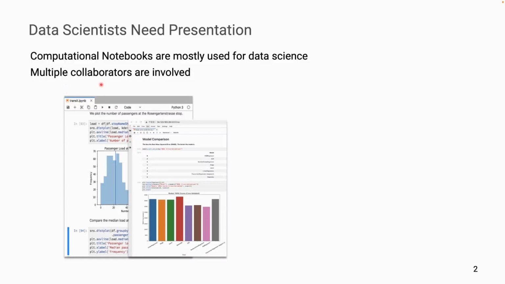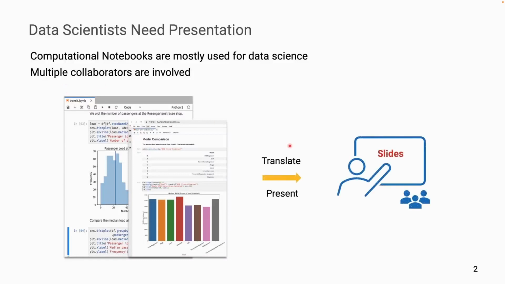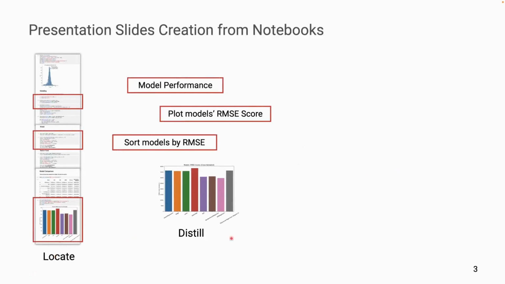For the sake of communication, data scientists need to translate the codes and outcomes of the notebook into storytelling and present to other team members, such as stakeholders and managers. In this case, data scientists are forced to use other presentation tools, such as PowerPoint, to create the slides. When creating a slide around the topic, relevant cells first need to be located, and essential information needs to be distilled from the complex notebook.